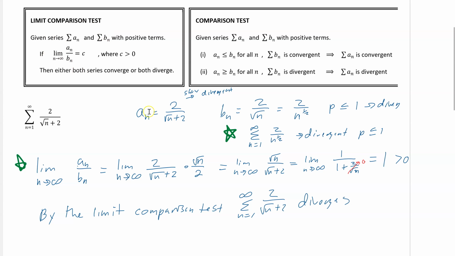That's what this is saying. So because this series diverges and our limit is equal to 1, they both diverge.